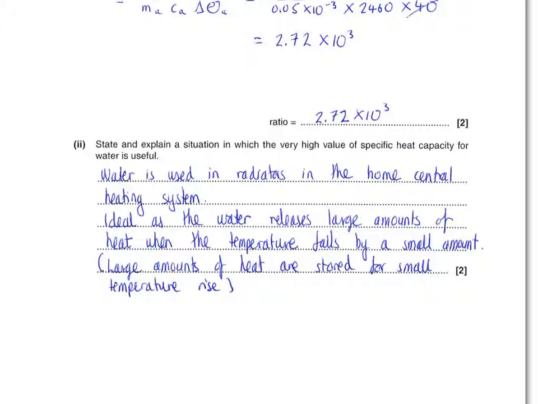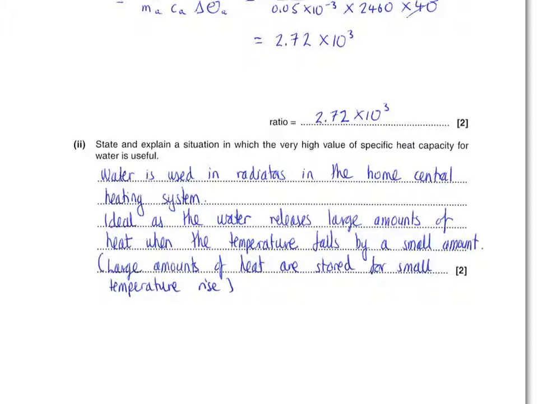Then it asks you to state and explain a situation in which the very high specific heat capacity for water is useful. So perhaps the most obvious example is used in radiators of a home central heating system, and the advantage there is the high specific heat capacity means that we get large amounts of heat for relatively small temperature rises. That means we don't need to heat the water very much in order for it to store a lot of energy, for that to then heat the air a fair amount.